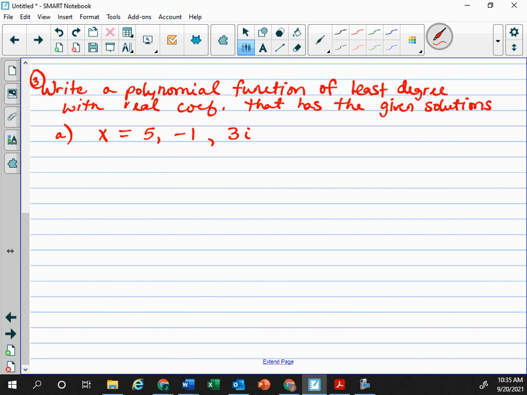So does anybody remember anything about imaginary solutions? Do you remember how they always come in pairs? Yeah, so if you have positive 3i, what else do we know we have? Yeah, so that's also one of your solutions. So the degree of our polynomial should be 4th degree. We have 4 solutions.